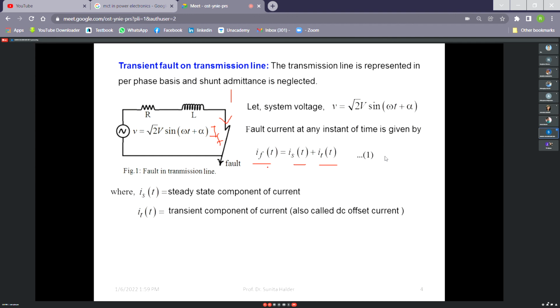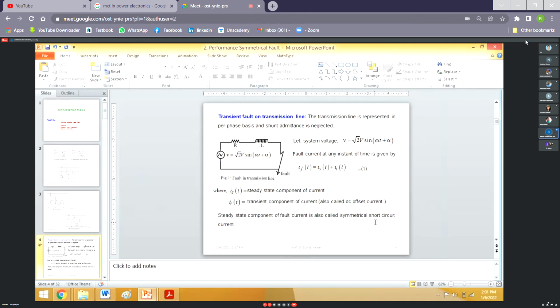That's all for today. In the next class, I shall start from how this transient component affects the system and how we can analyze the fault for different transient conditions. You must go through the class note before coming to the next class, otherwise it will be difficult for you to cope up.